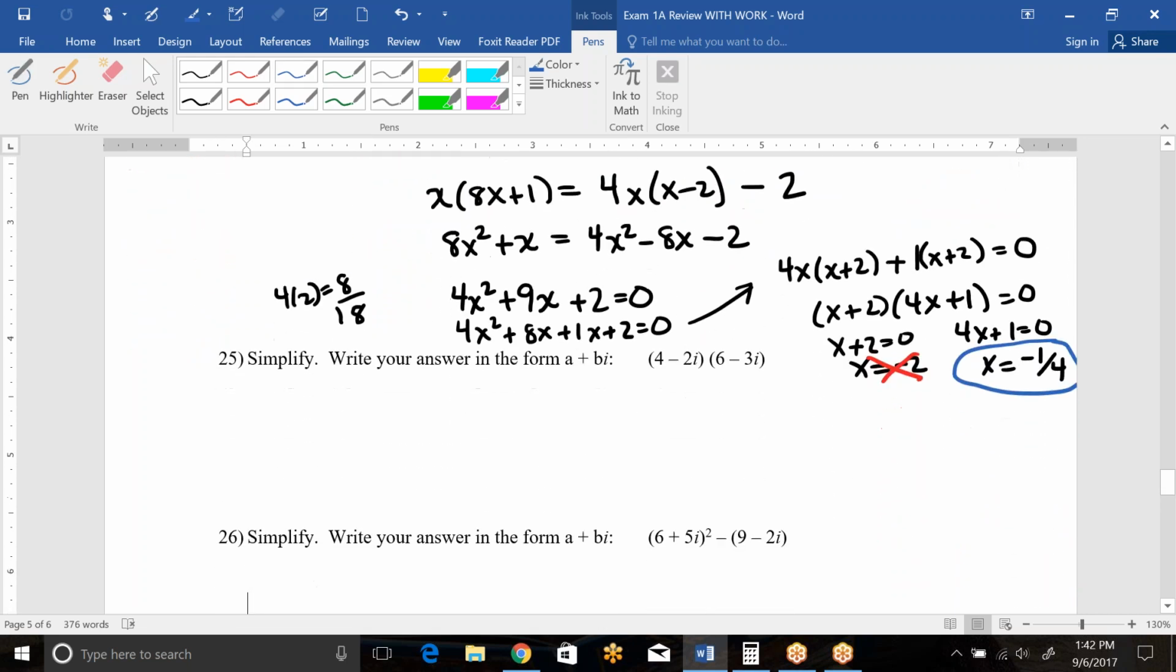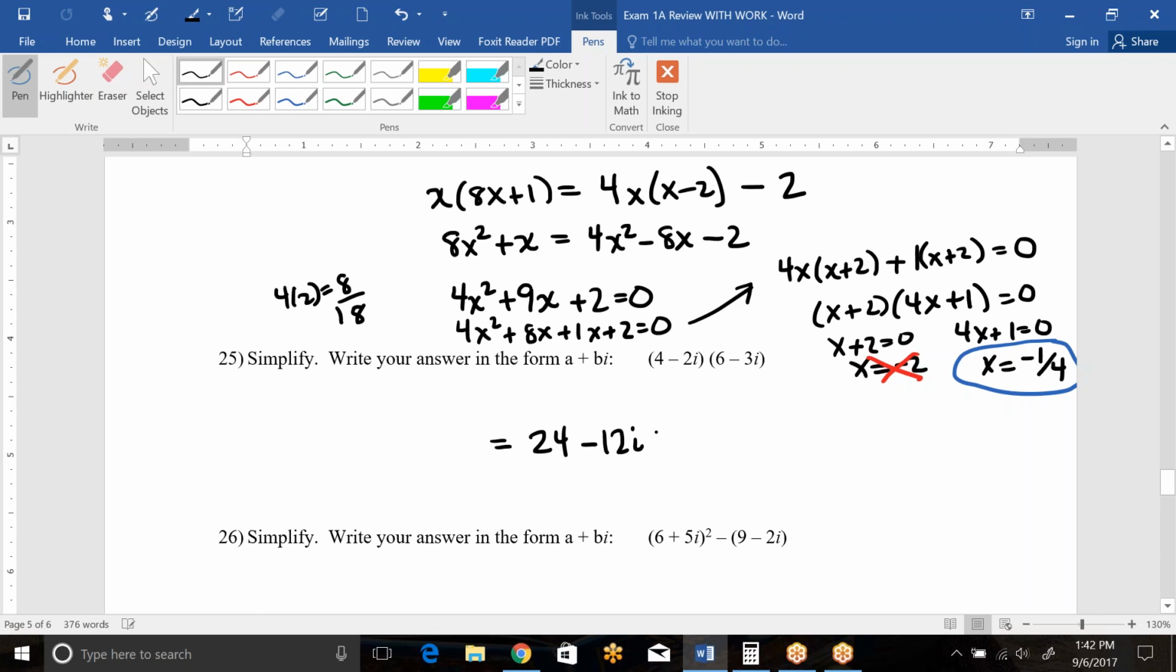All right, let's look at 25. We're trying to simplify this expression that has imaginary numbers in it. So we're foiling, it looks like, because there's a times between these. So 4 times 6 is 24. 4 times negative 3 would be negative 12i.